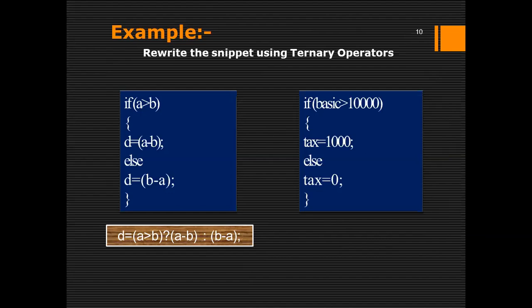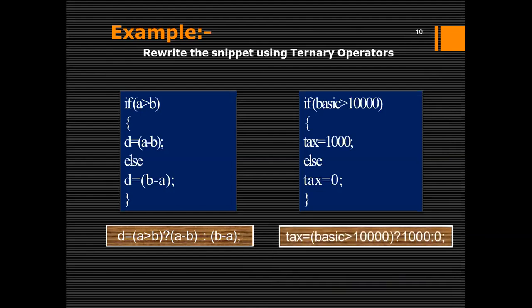If basic is greater than 10,000, then tax is equal to 1,000, otherwise tax is equal to 0. So this is how we are going to write the same set of statements by using the ternary operator. Tax is equal to check basic, that is, if basic greater than 10,000, and it is true, then the value of tax will be 1,000, otherwise the value of tax will be 0.